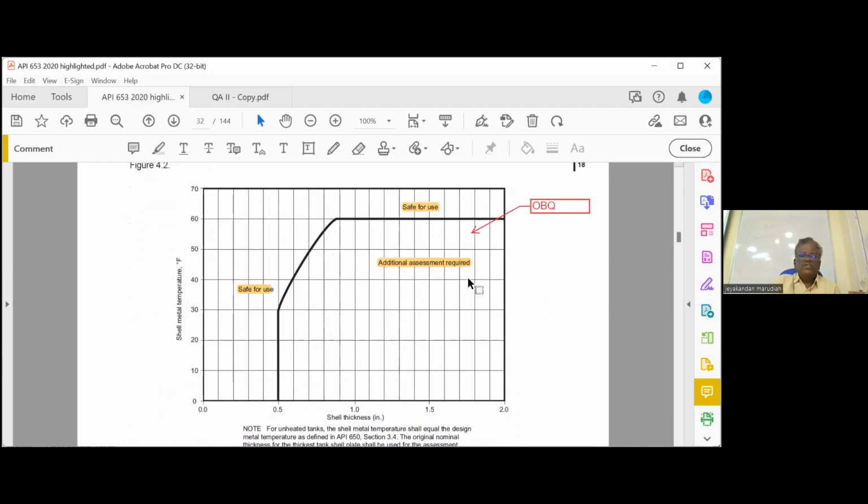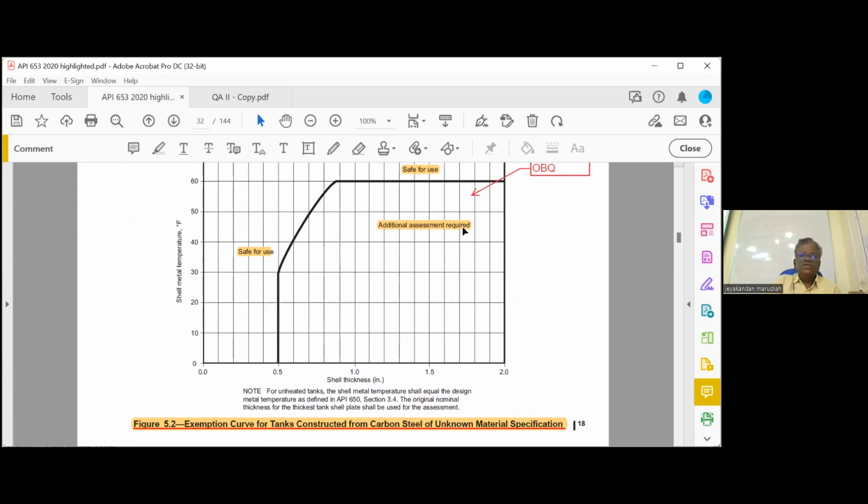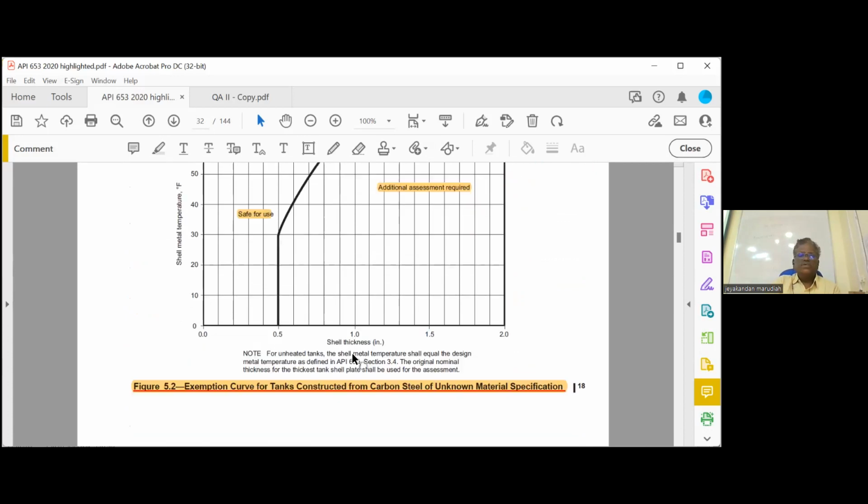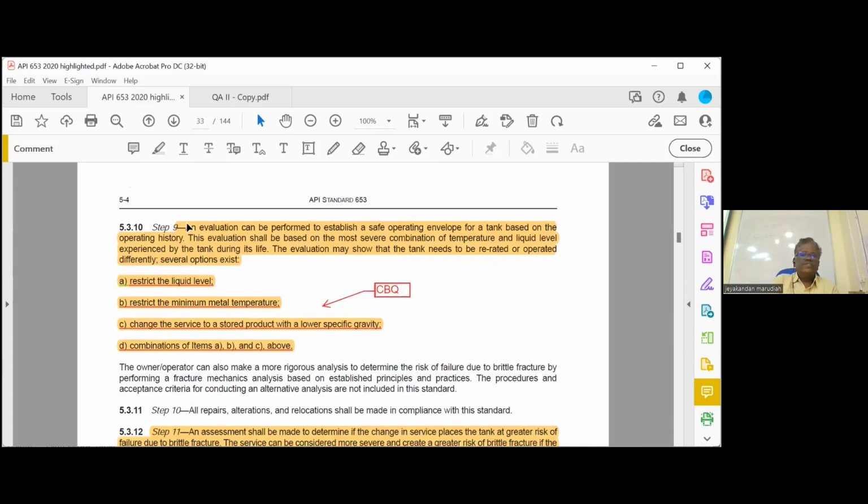So this exemption curve is an open book question. I told you how to interpret the curve already. Then please go to the next page. Step 9: an evaluation can be performed to establish a safe operating envelope. The evaluation may show the need to re-rate the tank or operate differently.